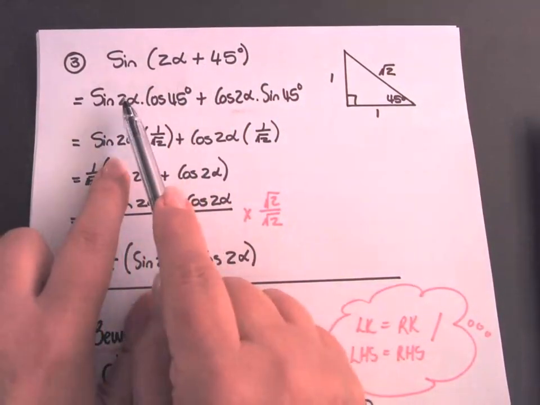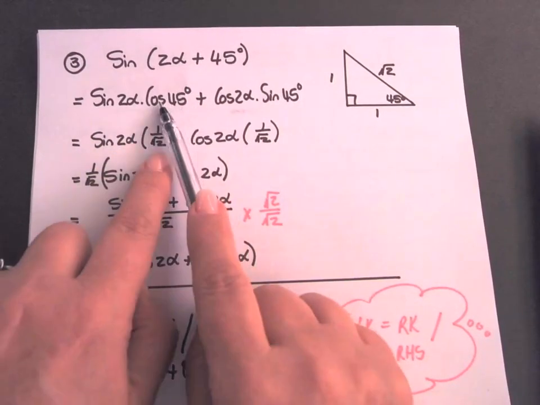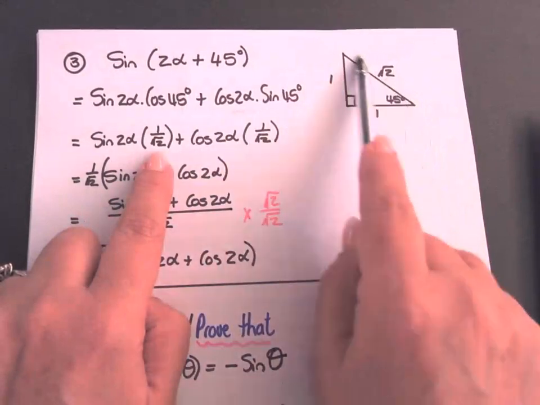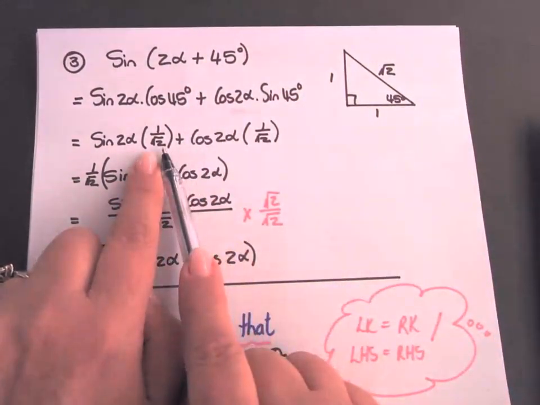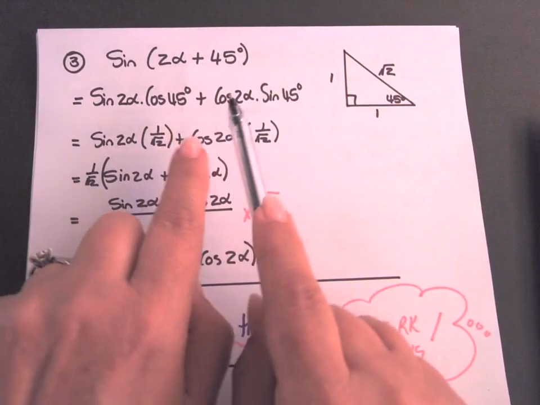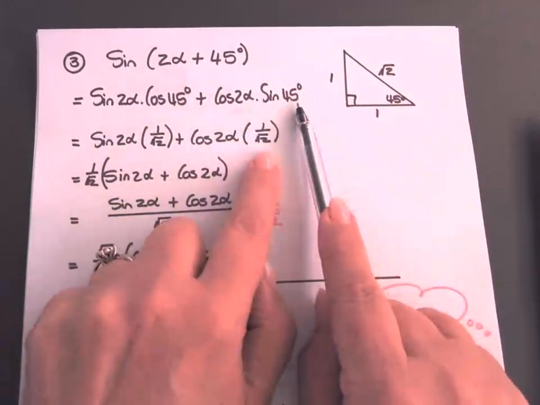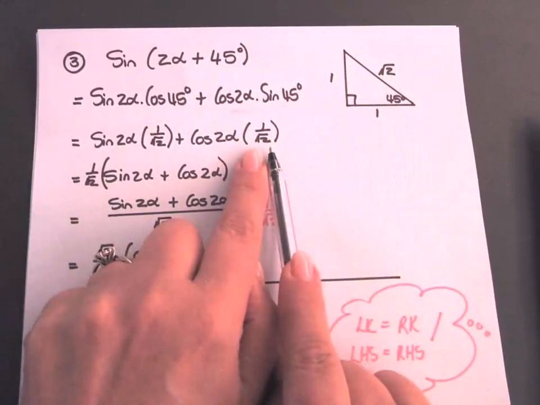Now we say, sine 2 alpha stays sine 2 alpha. Cos 45 degrees is a special angle, so you have to draw your triangle. And you have to show that it's 1 over square root 2. Cos 2 alpha stays that. And sine 45 degrees, you use your special triangle to get your answer.